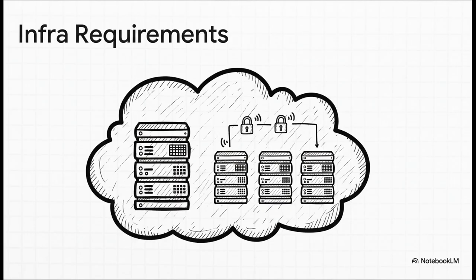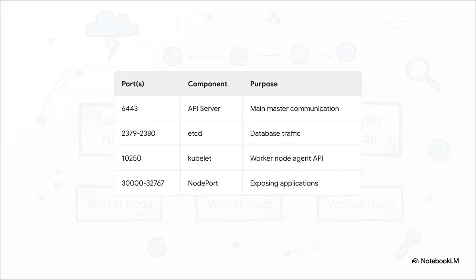And the most important part, they all have to be on the same network so they can actually talk to each other. And when I say talk to each other, I mean we have to open up specific communication channels, or ports. For instance, port 6443 is like the main radio frequency for the API server. Port 10250 is how the master talks directly to the kubelet on each worker. Just think of them as dedicated phone lines that have to be open for business to work.